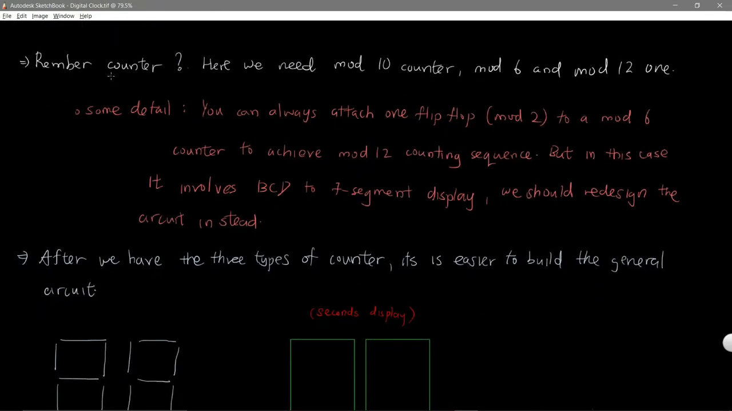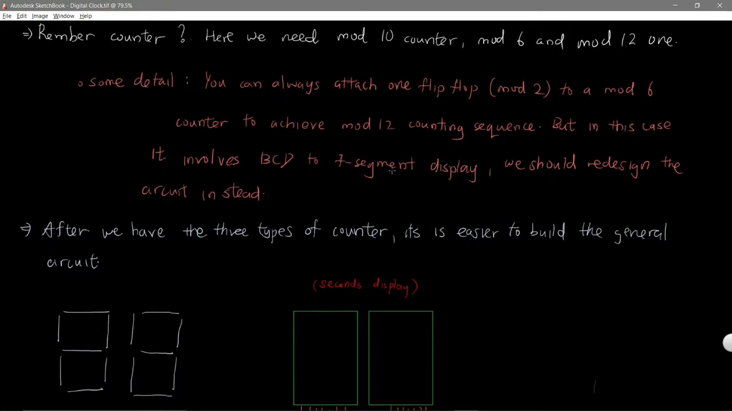My last video is on counters. So if you don't have any idea on how a counter works, you can refer to that video. It is split into two parts, but part 2 should be sufficient as a light introduction on how to build a counter. Also, you can see here that I mentioned that you can cascade a mod 2 counter to a mod 6 counter to build a mod 12 counter.